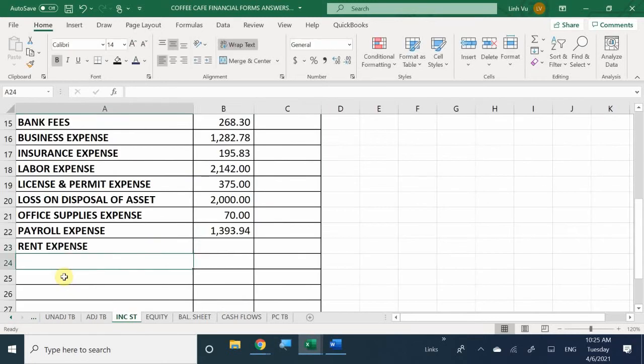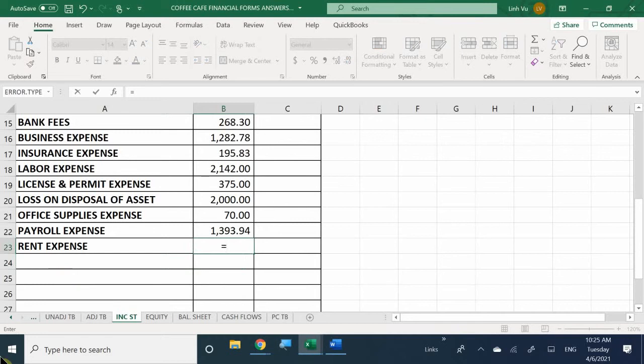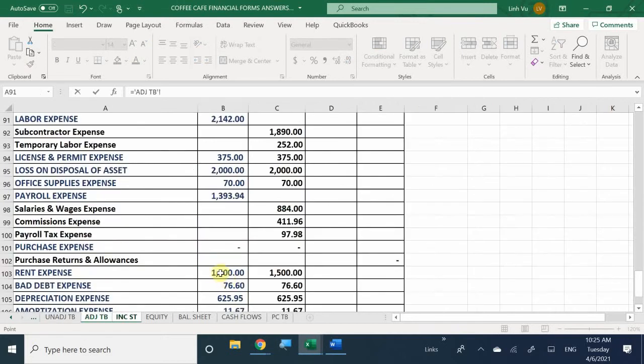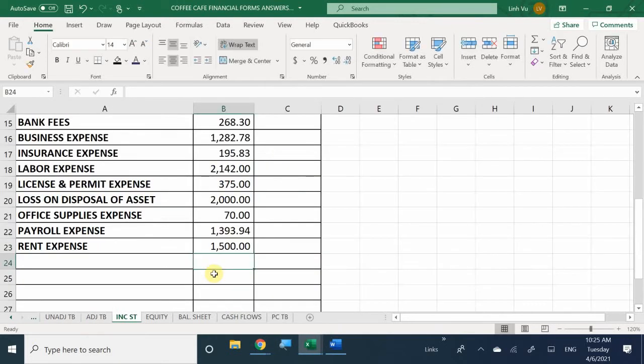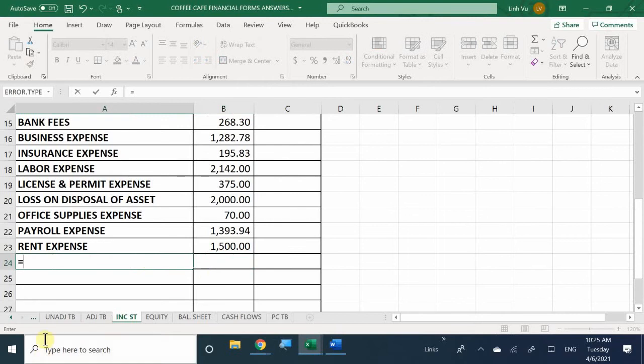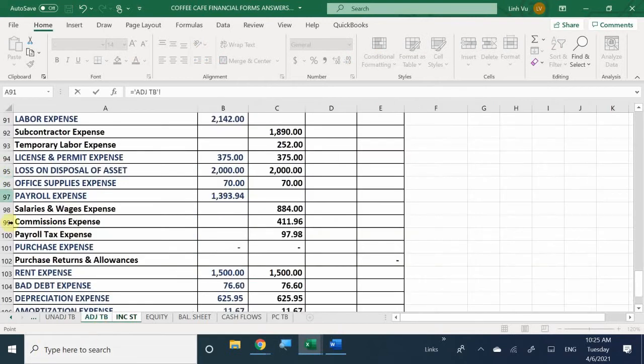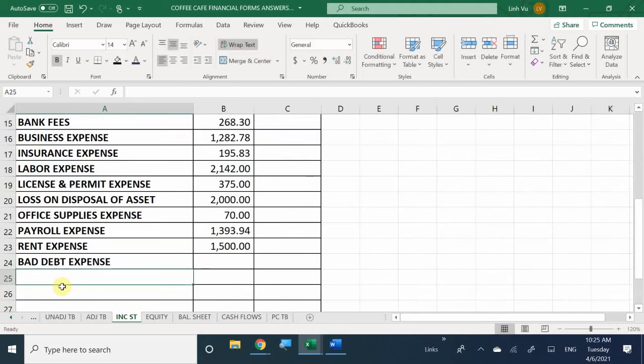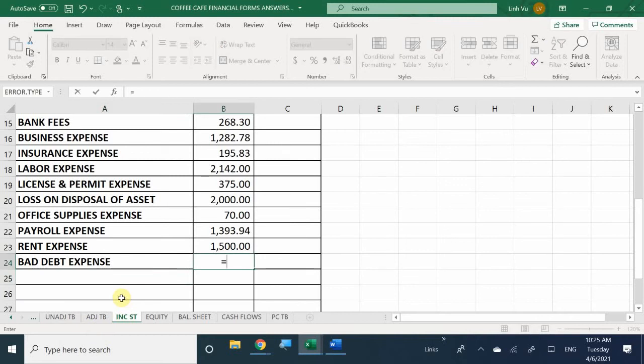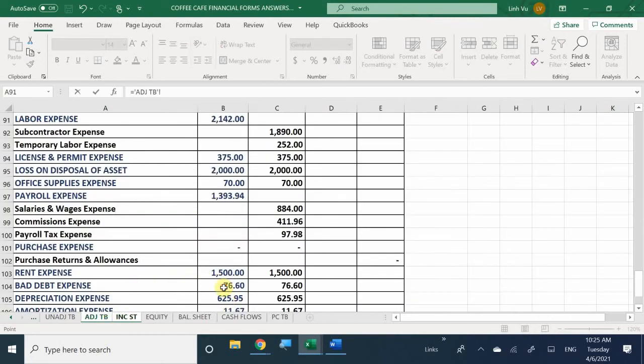We have rent expense for a total of 15. And then we have bad debt expense for 76.60. I'm just going to cell reference everything.